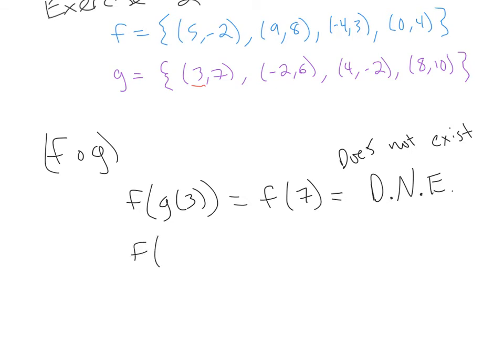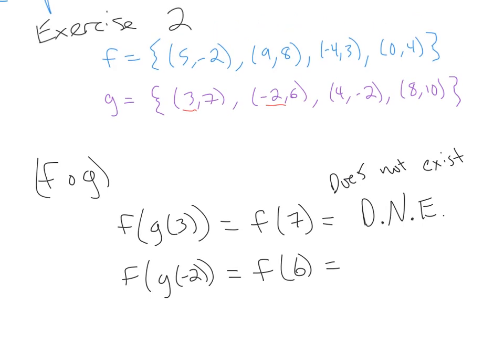So what happens when I plug in f of g of -2? Okay, well, that would get me f, and g of -2 evaluates to 6. And then we can go back into our set for f. Do I have any 6s for my inputs? No, I don't. So once again, this is another DNE. Does not exist.